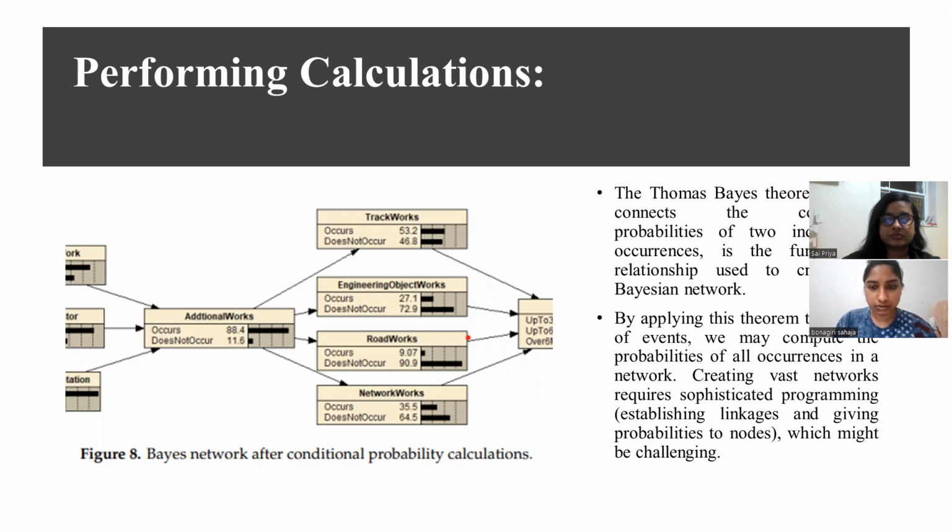So coming to performing calculations, creating a large network requires complex programming to set up links and assign probabilities to nodes, which can be difficult. Formula 2 is the Bayes theorem, and formula 3 is the conditional probability theorem.